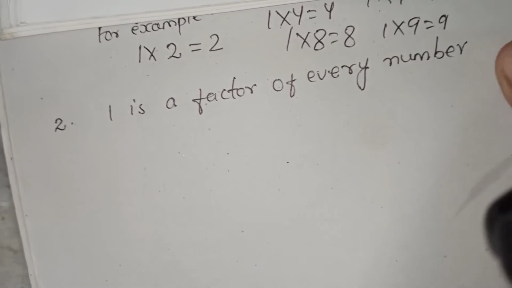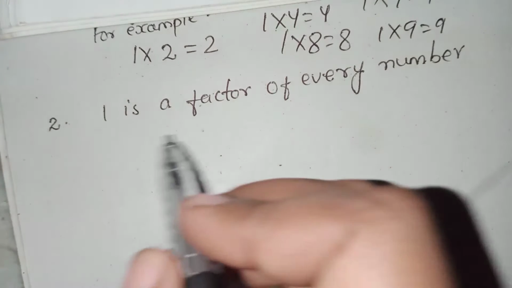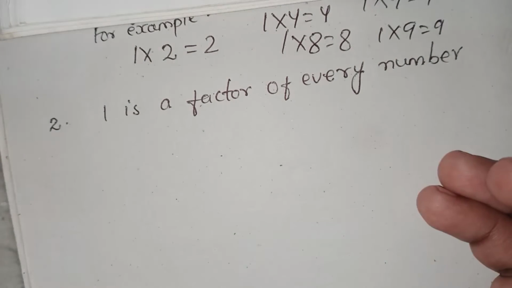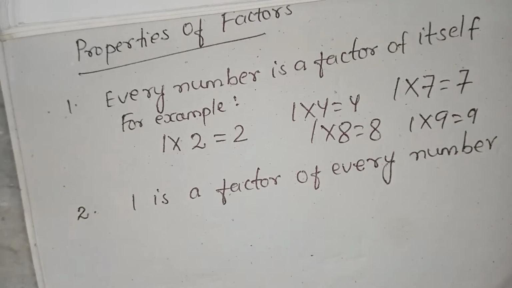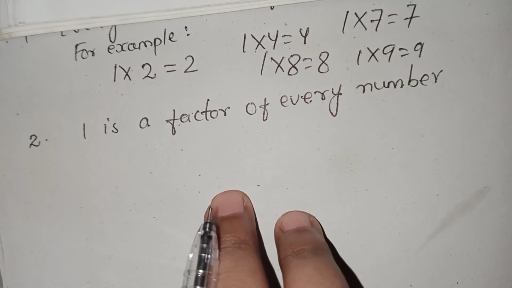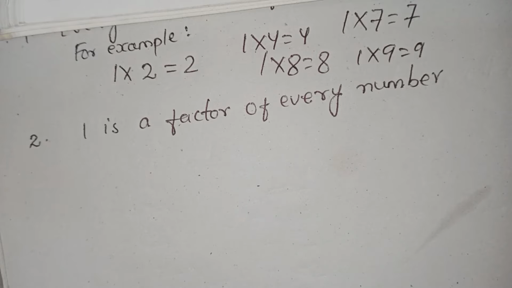Okay, now the second one is 1 is a factor of every number. Like here it is given that every number is a factor of itself, same way it is given here that 1 is a factor of every number. This means that every number comes in the table of 1 also. Every number comes in the table of 1. That means 1 is the factor of every number.